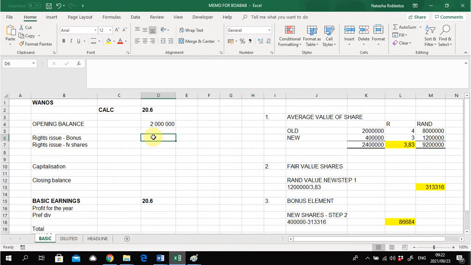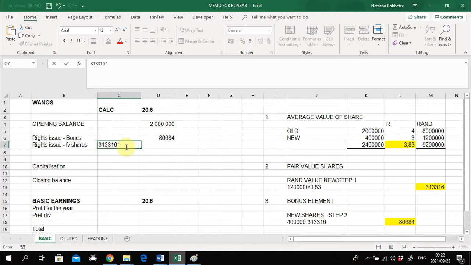If it is calculations for the current year, or the rights issue was done during the current year, the bonus amount is taken as is. If it's for the previous year, it needs to be weighted out. So it's 86,684. Then for the fair value part, we need to go and adapt it to the number of months for which it was issued.